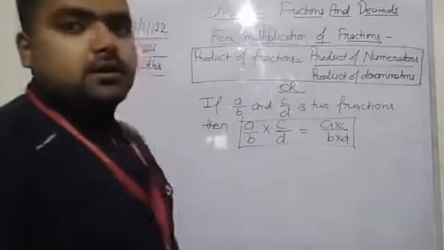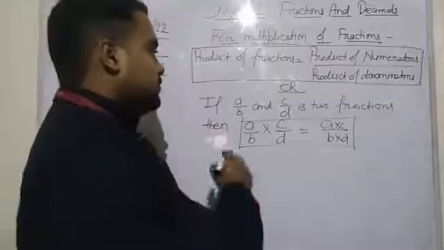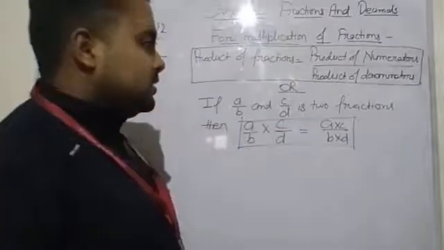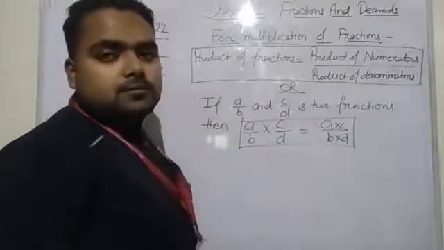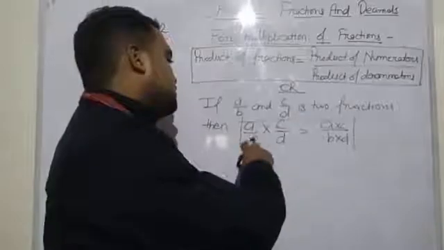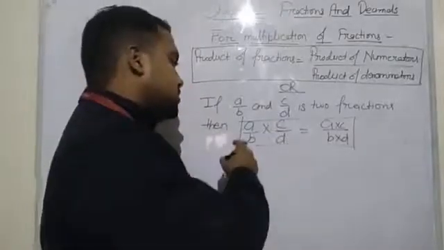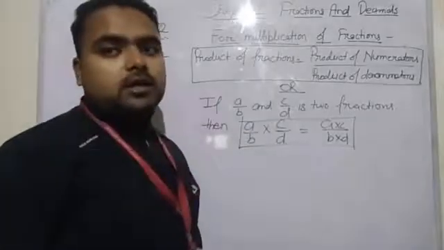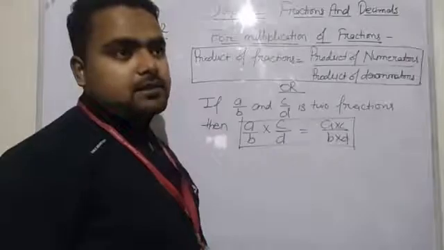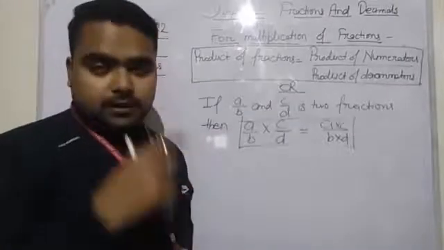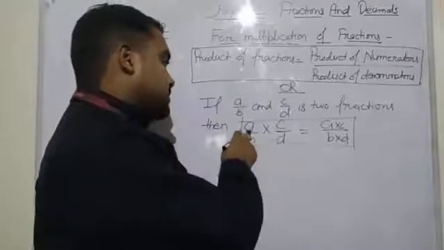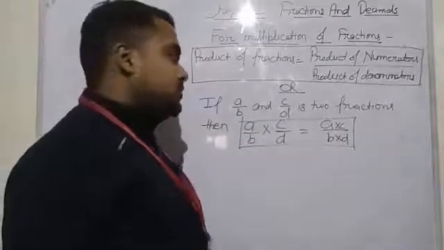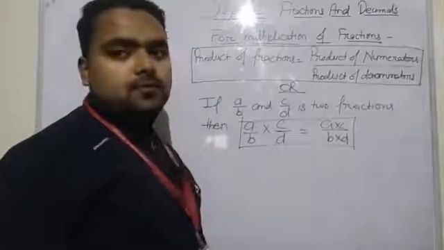And in these two fractions, that is A by B and C by D, we keep in mind that if the numerator of one fraction and the denominator of the other fraction, or vice versa, can be cancelled by each other, then we cancel it and then multiply it. Okay, so keep in mind.